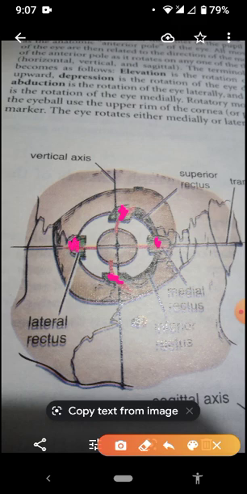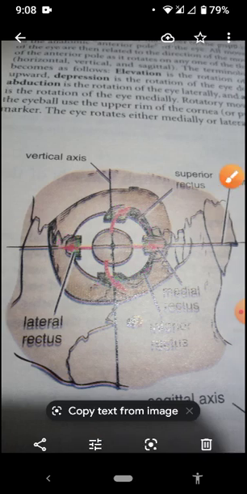First I'm giving you an introduction of the muscles of the eyeball, and then we will go into detail like the origin, insertion, nerve supply, action, everything. This is the superior rectus, the inferior rectus, the medial rectus, the lateral rectus, and these two muscles are the superior and inferior oblique muscles. Now I will tell you their origin and insertion.